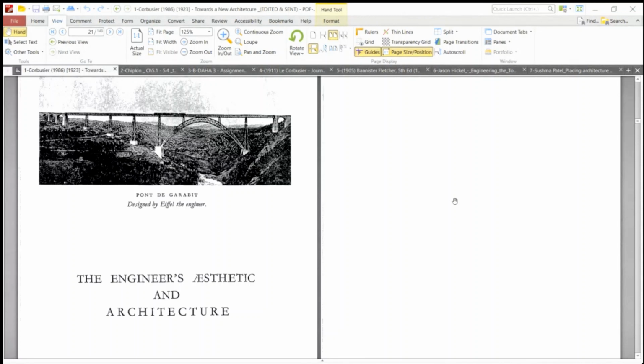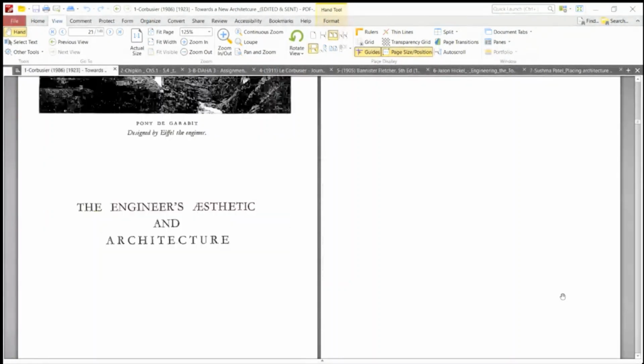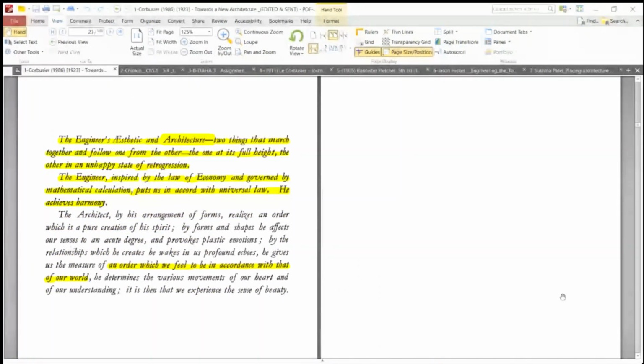So what Corbusier is about to tell us is how architecture needs to be inspired by this kind of design, right? He's going to tell us how engineering has a particular aesthetic, and that has to become architecture. That has to become what architects think about. So here is Le Corbusier's opening paragraph. He says, the engineer's aesthetic and architecture, two things that march together.